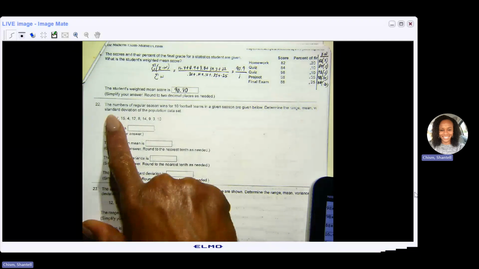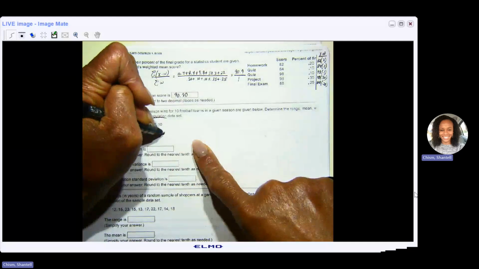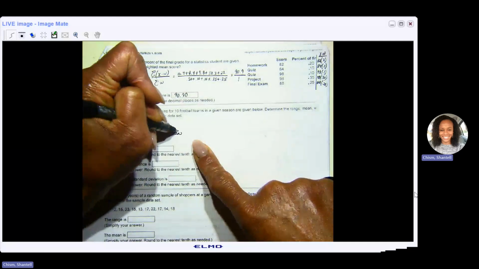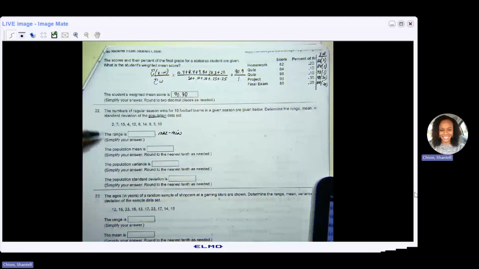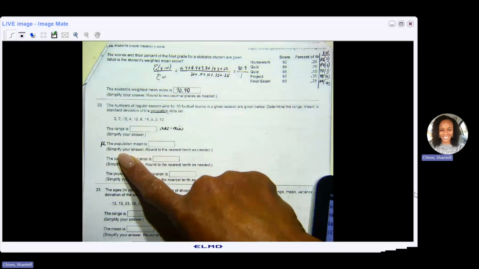It says the numbers of regular season wins for 10 football teams in a given season are given below. Determine the range, the mean, the variance, the standard deviation, and the standard deviation of the population. So it is a population, okay? So range is just the max minus min. The range I have to get myself, okay? You can't get the range from the calculator. The population mean, that's going to be called mu, but from the calculator, I'm going to use X bar.